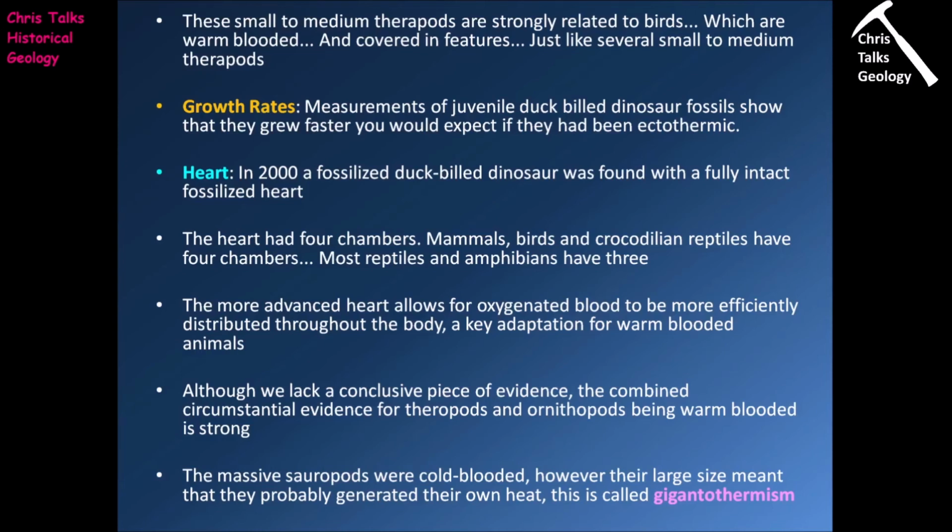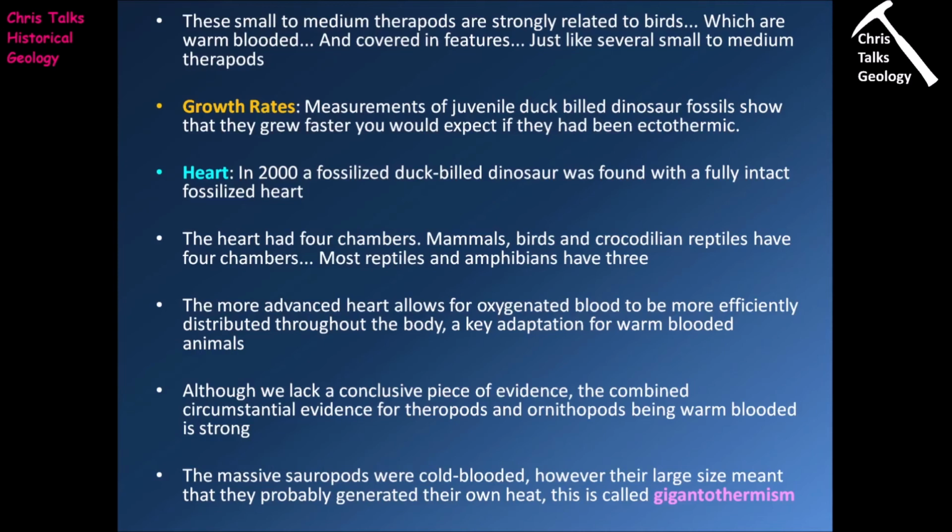Now, the one thing I will say is that it's not just the birds and mammals that have a 4-chambered heart, it's also the crocodiles as well. And so we need to bear that in mind because dinosaurs and crocodiles are related to each other, and so the fact that we have this 4-chambered heart doesn't necessarily mean that it's a 100% solid piece of evidence that what we're looking at is a warm-blooded animal.